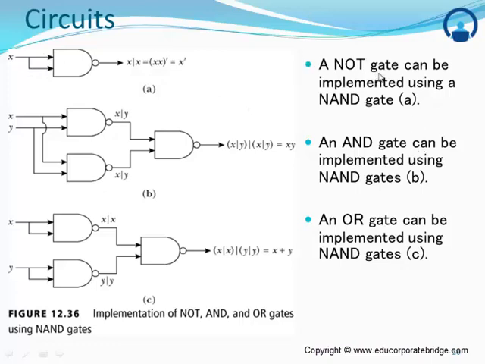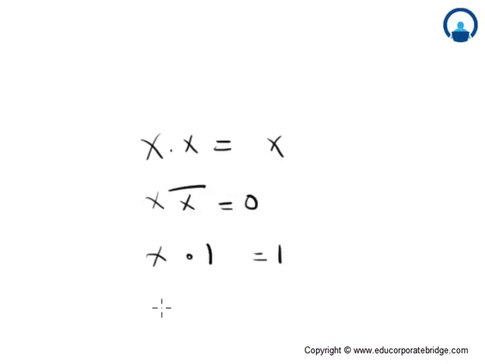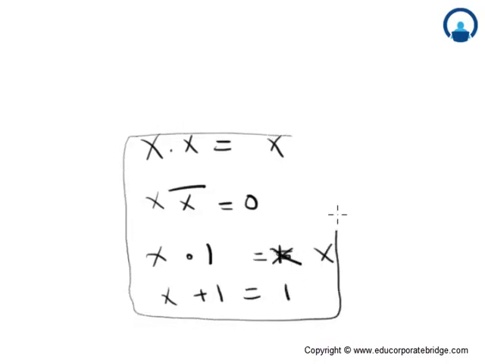That is, a NOT gate can be implemented using a NAND gate. Here the output is x bar. Since the input is x and the output is x bar, x into x bar, that is x bar. Now, for simplification, I'll just show you the basic multiplications, how those are performed. Let's say x into x is equal to x, x into x bar is equal to 0, x into 1 is equal to x, and x plus 1 is equal to 1. These are the simple formulas.